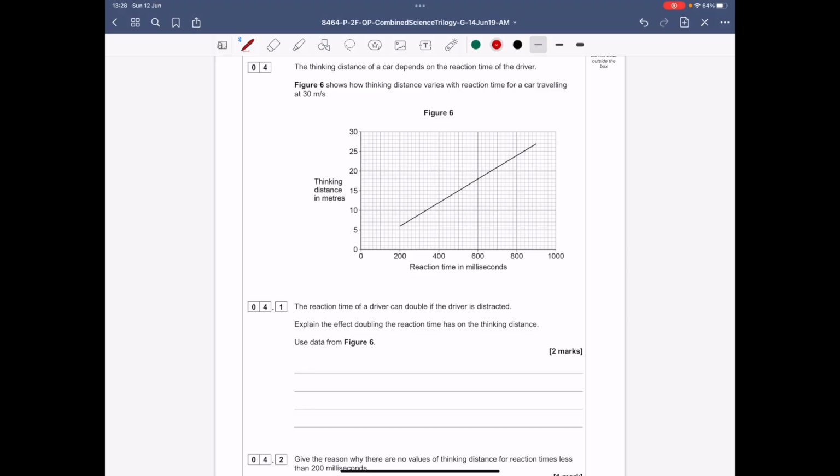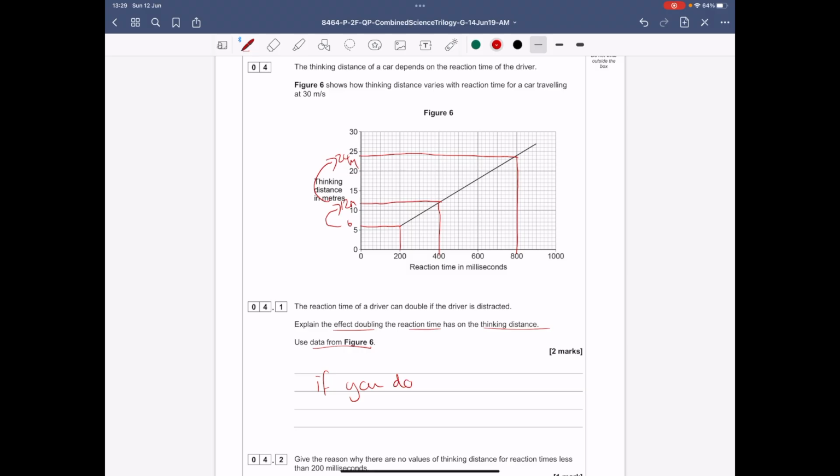Well, what is happening then? Let's look at our numbers. If we start off at 200 for reaction time, we can see that it goes to a thinking distance of 6 meters. If I go to 400, I can see going along on the graph, it's equaling 12 meters. And if I double it again to 800, well, it's gone all the way to 24 meters. So I can see what's happening. If I double my reaction time, I am then doubling my thinking distance. Okay, so explain the effect doubling the reaction time has on the thinking distance.